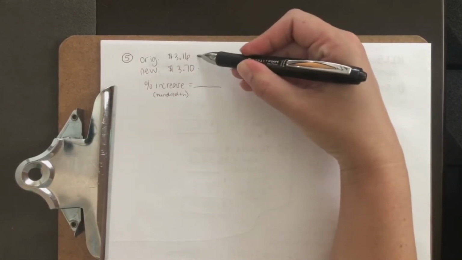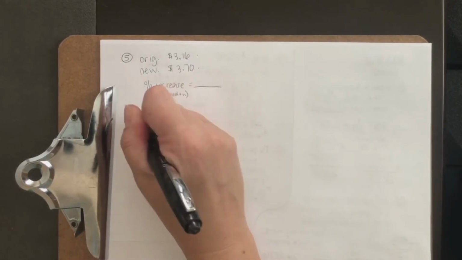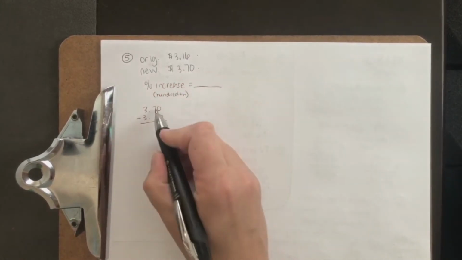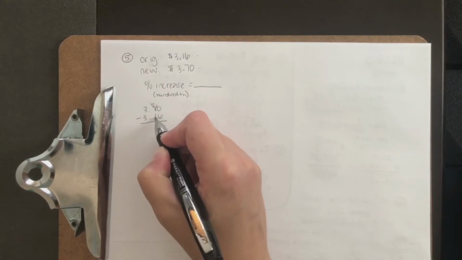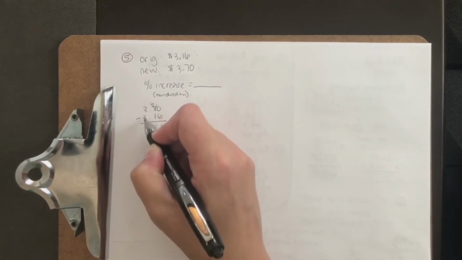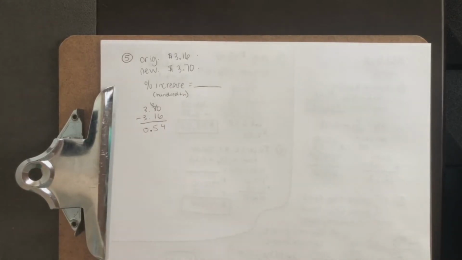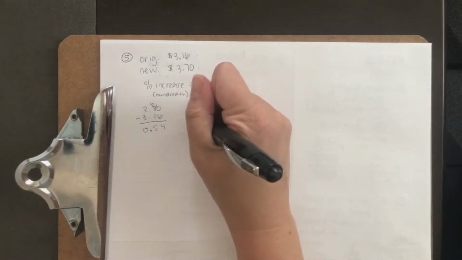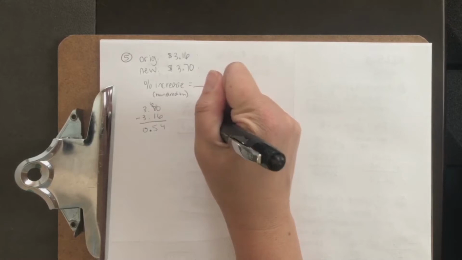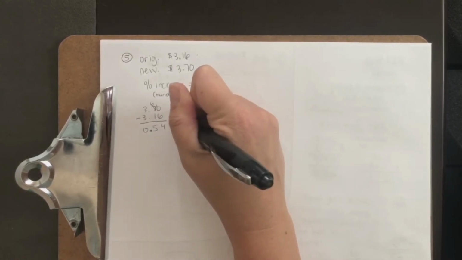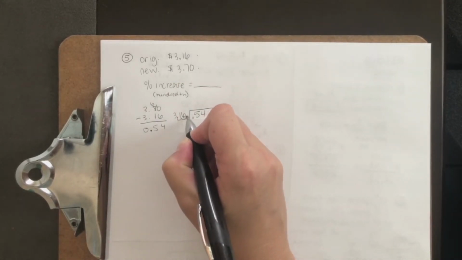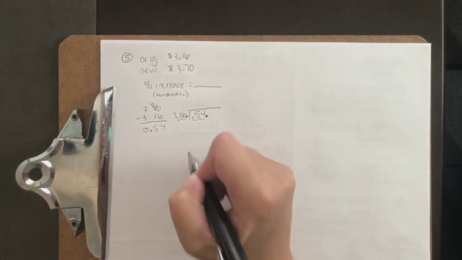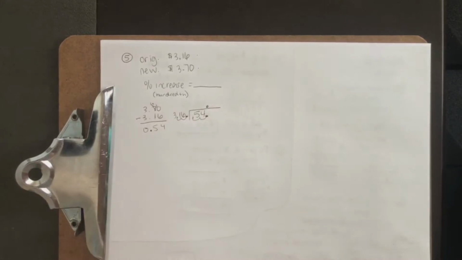Okay, so second price minus first price. So 370 minus 316 and we'll borrow. 10 minus 6 is 4. 6 minus 1 is 5. And 3 minus 3 is 0. So it went up by 54 cents. So now we're going to do 54 cents divided by the original. So 54 cents divided by 316. Let's move the decimals on both of these so that we don't have to deal with them, especially on that one. And then we'll move the decimal up.